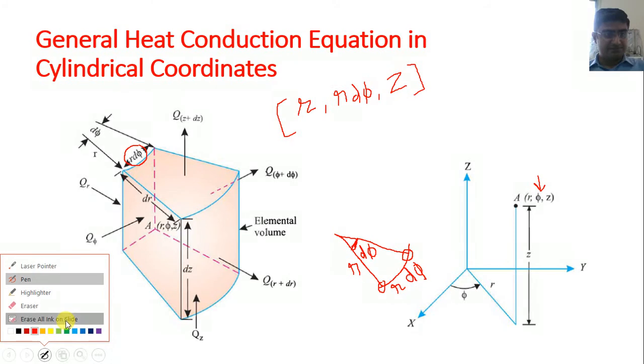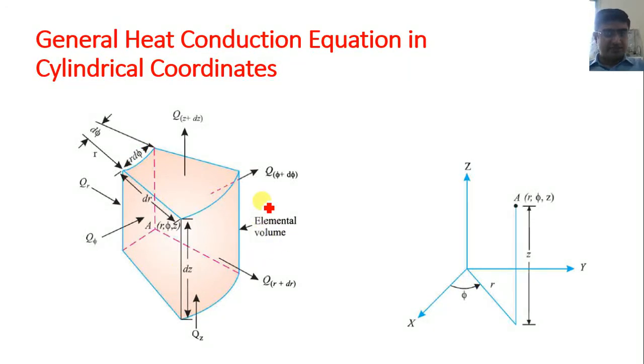So now let's understand the remaining terms. Here you can see the volume element which is given, which is a very small portion of the cylinder. Now here you can see there are a total of 6 surfaces. So first, the heat flow in the radial direction.